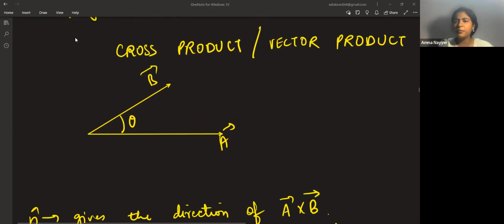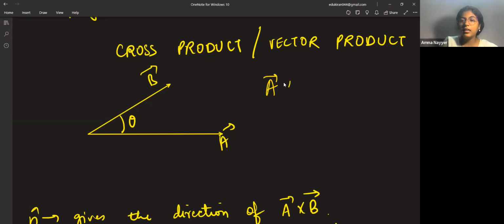Let's start with cross product class. Now, see, coming to cross product is a little different from dot product. With just one variable of the angle, in your dot product, you have cos theta. In your cross product, you have sine theta. All right? But properties are definitely going to be different.